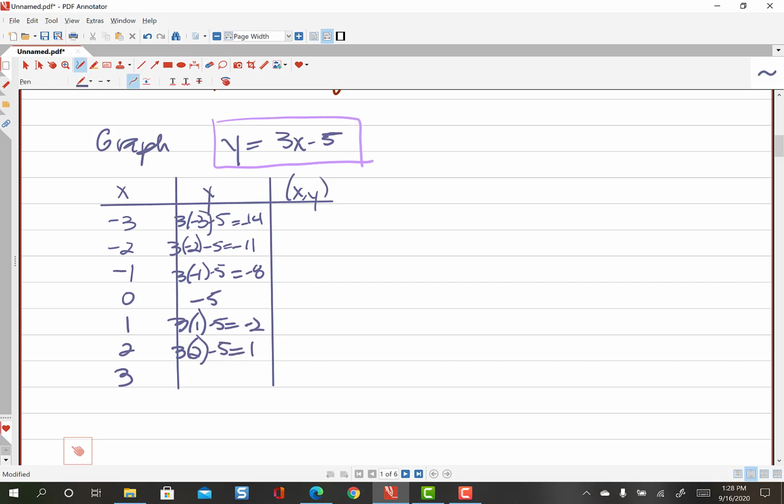Minus 5 is equal to 1. And 3 times 3 minus 5 is equal to 4. So, as I said, I get a set of ordered pairs. So I'm going to have, say, -3, -14, -2, -11, -1, -8, etc. This is 0 minus 5. This is 1, -2. This is a 2, 1, and this is a 3, 4. All right, so this gives us a set of ordered pairs that we can put together and connect the dots.